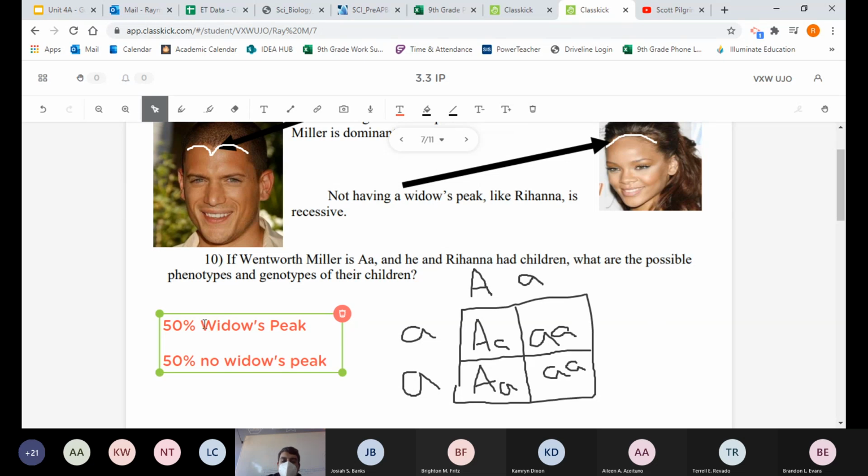There we go. Actually, no, I'm going to include our genotypes just for funsies. There we go. Okay. Let me snap a pic of this.